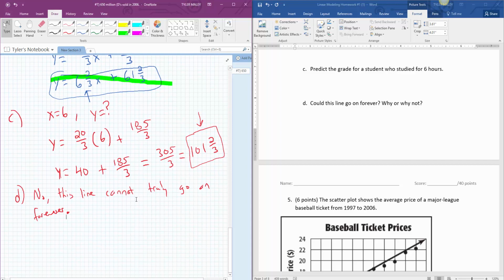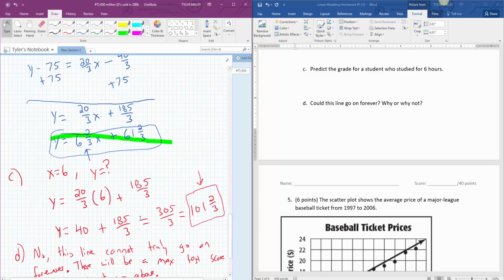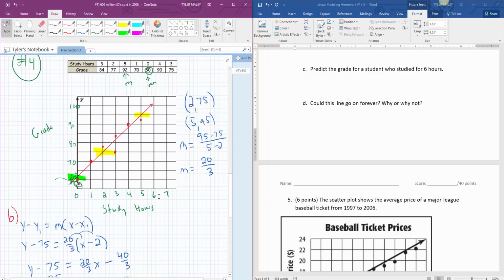So we would say, no, this line can truly not go on forever, and you could say something like, there will be a maximum test score that you cannot go above, right?